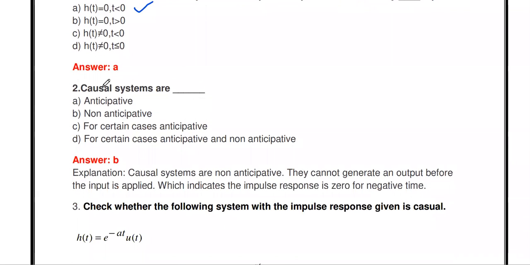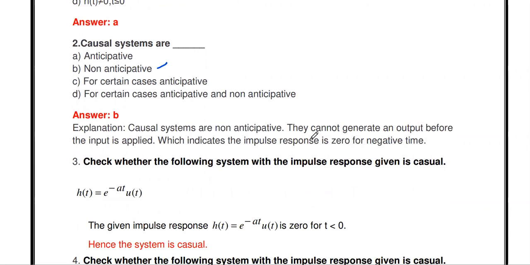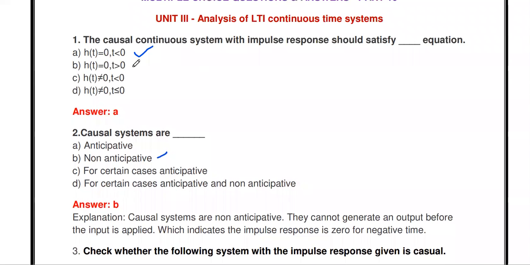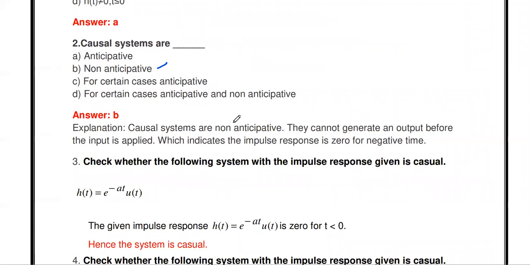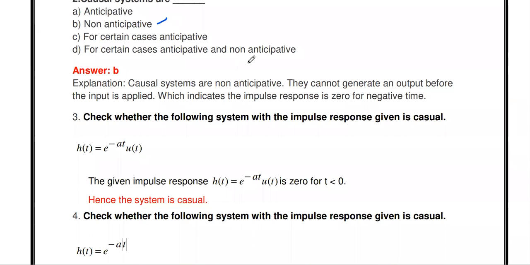Then the next one: the causal systems are dash anticipative, non-anticipative, for certain cases anticipative, or anticipative and non-anticipative. So the answer is non-anticipative. What is the meaning? It means the causal systems are non-anticipative. That means they cannot generate an output before the input is applied. Once we apply the input only, the system produces the output, which indicates the impulse response is 0 for negative time. So you already know the definition: the impulse response of the system is 0 for negative values of time, which means it is said to be a causal system. Whenever we apply the input, at that time only the system generates the output. So the causal systems are non-anticipative.